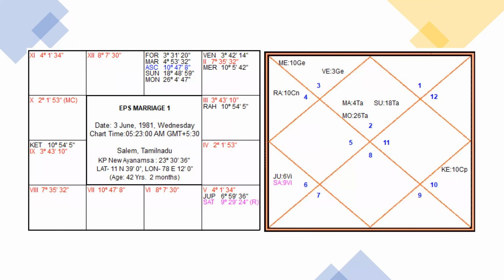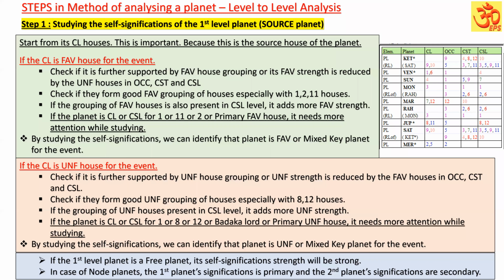For this lesson number 8, for all the parts, I will be taking this chart for the example study. This is for your reference. Now, let us discuss step number 1, that is studying the self-signification of the first level planet, that is the source planet.